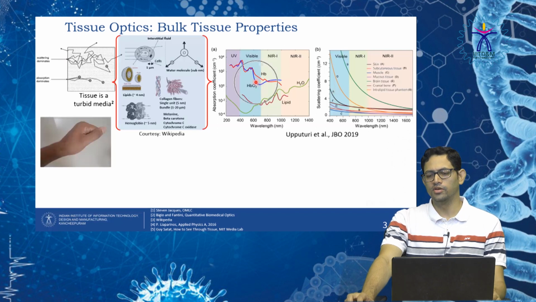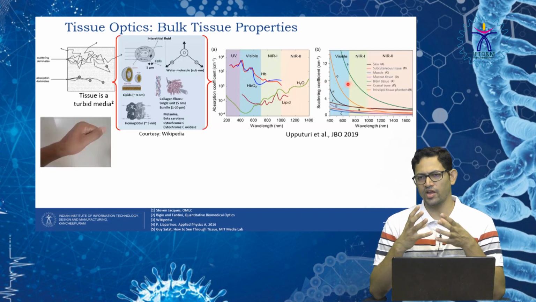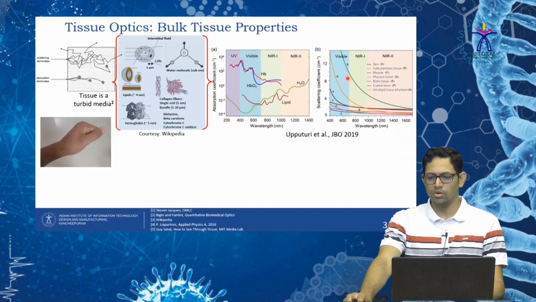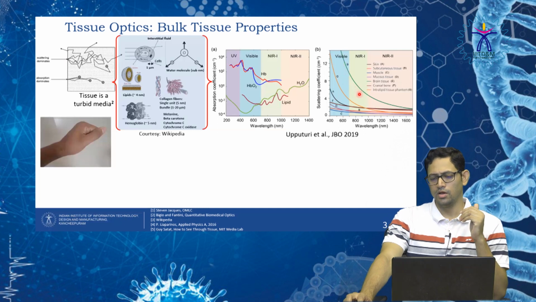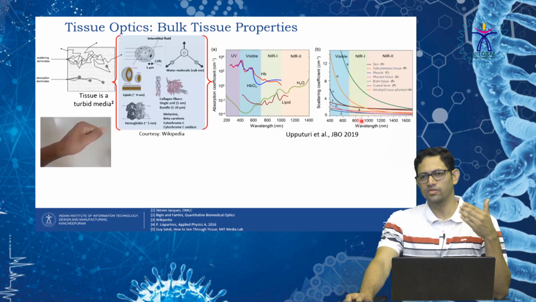Similar to this absorption coefficient, we have the scattering coefficient. So scattering means how much scattering may happen. You can see there is a similar kind of trend throughout this curve, and that trend is that it's kind of exponentially dying down as the wavelength is increasing.